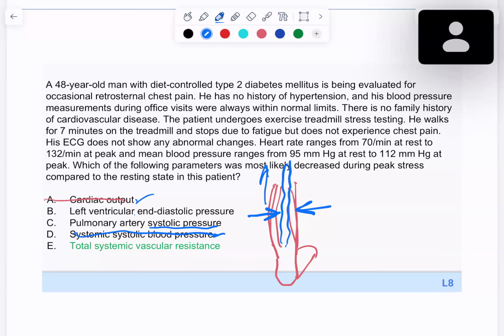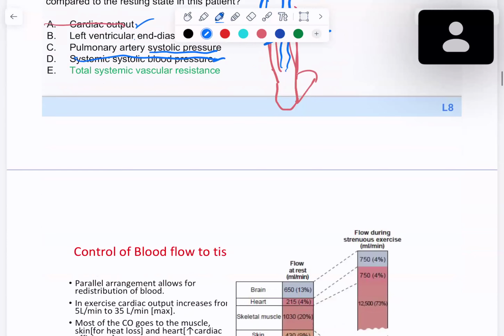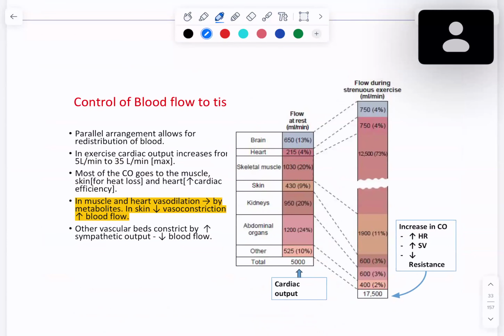Finally, why do you think it's total systemic vascular resistance increasing? So let's look at this slide here. Okay, when you're exercising, what happens is that the vessels in your muscle and in your heart vasodilate because of metabolites. And also, you have vasodilation in your skin because you're sweating. So, you want to basically increase the blood flow in your skin. Now, overall, your vascular resistance would decrease, but the resistance of some vessels would increase.